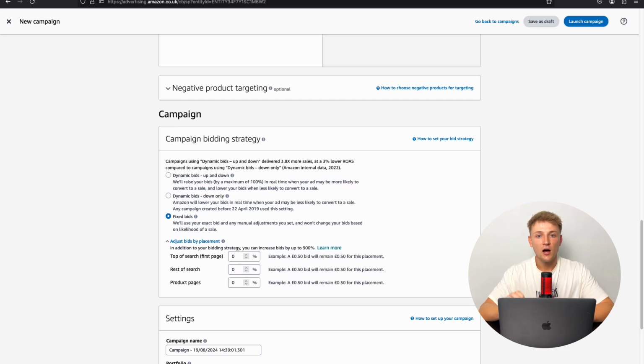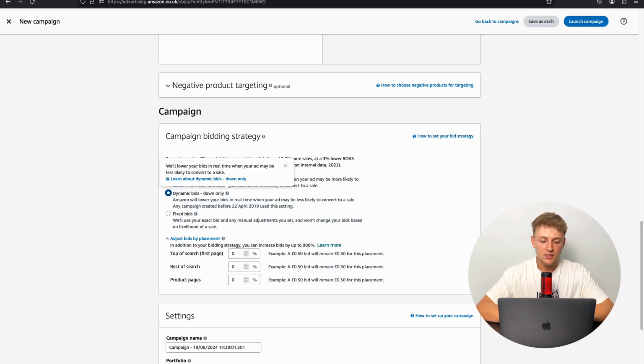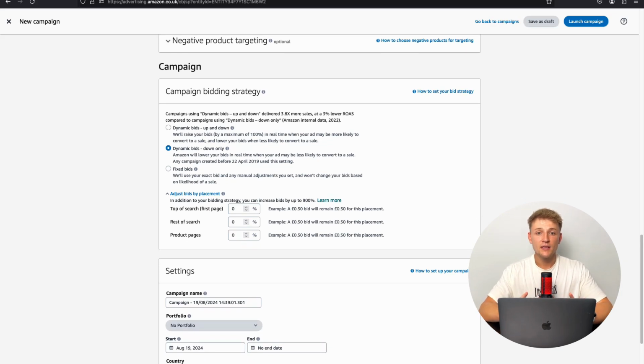If there are really high potential converting customers, because you're only bidding 50p, you're not going to have your book shown to them. So the more you potentially bid, the more chance you have of your ad converting. But then of course, you've spent more money, so you have less room for profitability. So it's all about finding this balance. But generally speaking, as a beginner, I would stick to the dynamic bids down only strategy. And again, if any of this is a little bit confusing, then do just let me know any questions you have down in the comment section below.